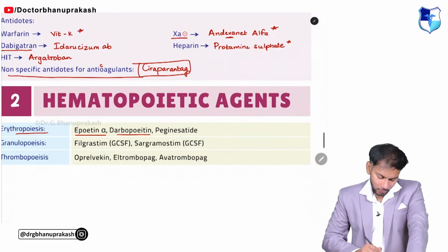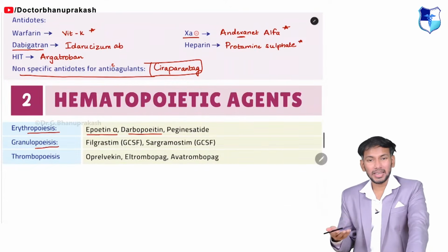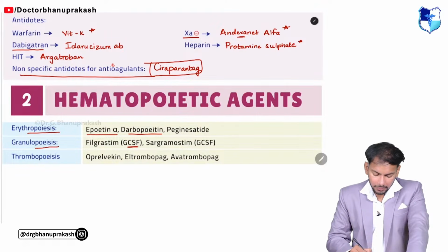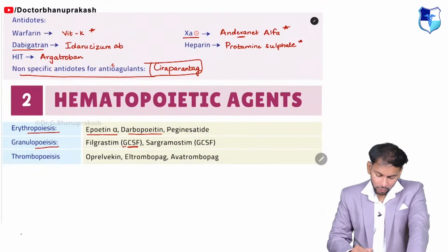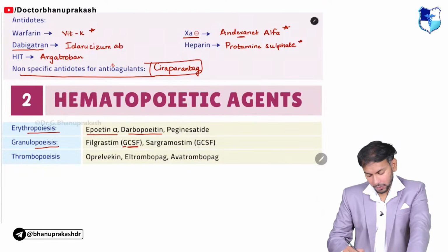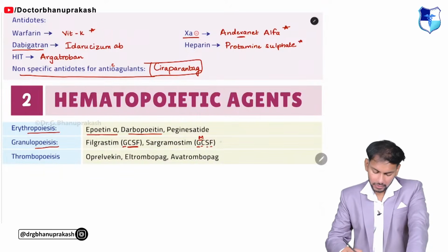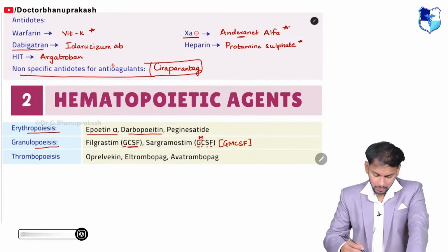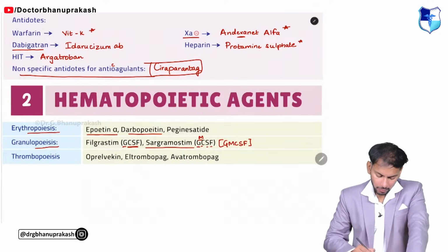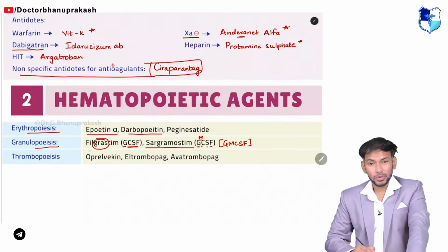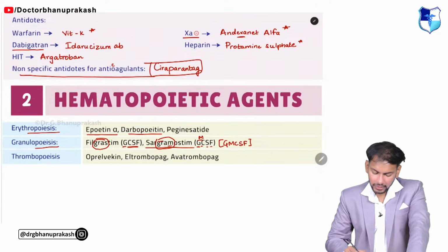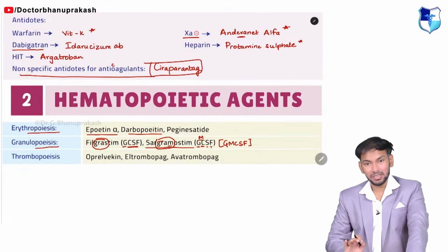So, next coming to granulopoiesis. That means you want to increase the WBCs. How can you increase the WBCs? You can give colony stimulating factors. Yes, one is granulocyte colony stimulating factor. The other one is granulocyte monocyte colony stimulating factor. This is GM-CSF. One is filgrastim. The other one is sargramostim. How do you remember? Grastim, granulocyte stimulating factor. Gramostim, granulocyte monocyte stimulating factor. Did you understand? G-CSF and GM-CSF.